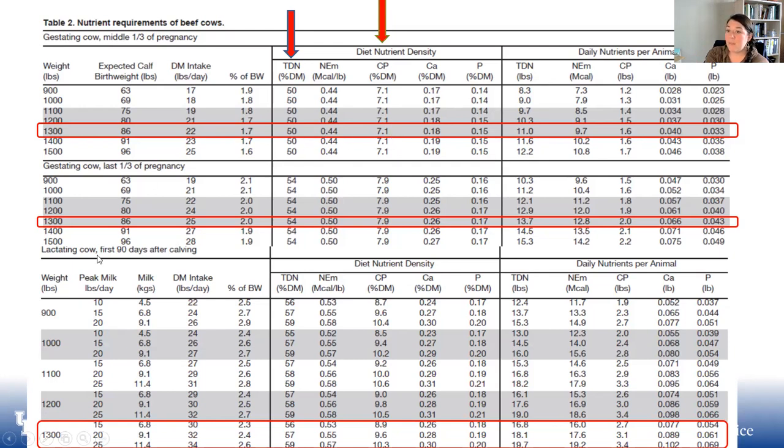Then if you look at the last third, it goes up. She's going to be eating about 25 pounds a day, and she's going to need about 55 percent energy and about 8 crude protein. And then at the very bottom of the page, for early milking, this has it broken down into peak milk days. TDN is around 60 and our crude protein is around 11. I know that's hard to see, but we want to look at those two things because when we develop our ration here soon, those are the two main things that I want you to look at.